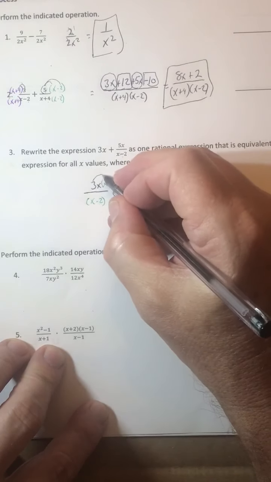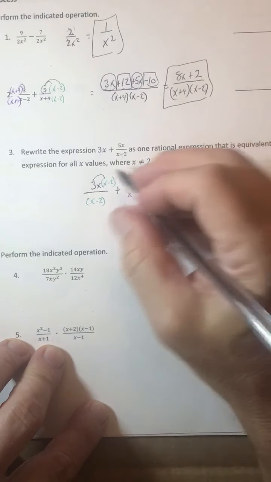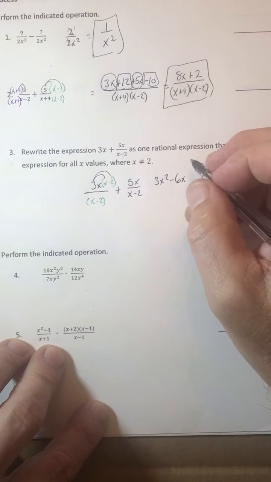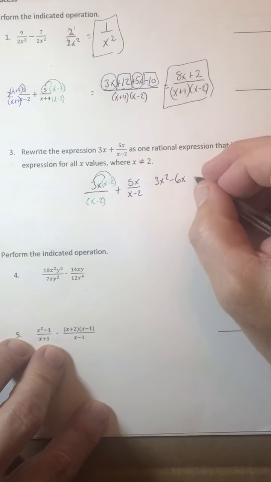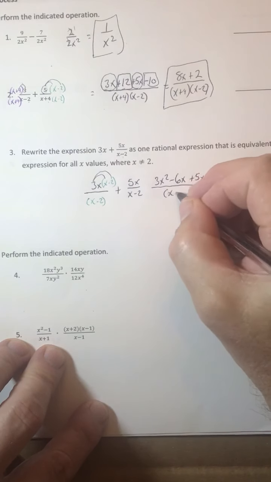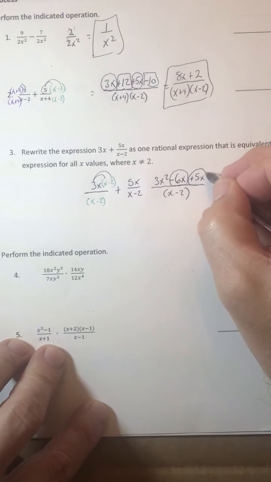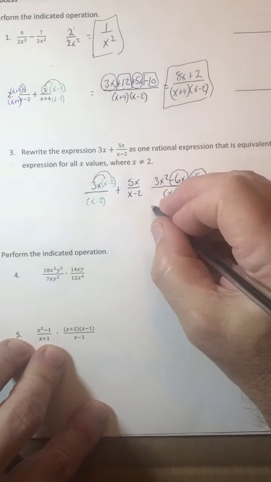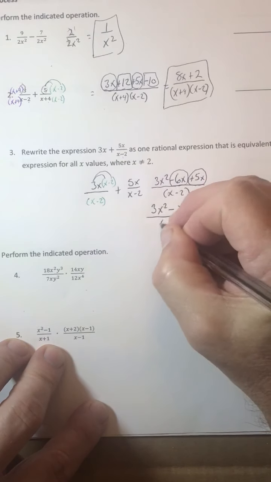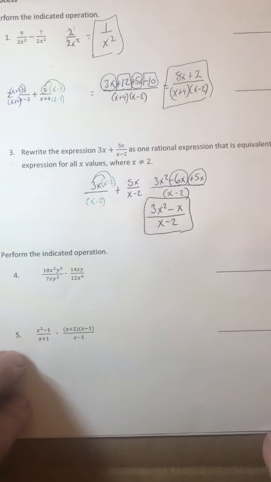Alright, so we're going to distribute 3x times x gives us 3x squared. 3x times negative 2 gives us negative 6x. And then plus 5x. And then that's over x minus 2. Combine our like terms. We got a negative 6x, positive 5x. So that gives us 3x squared minus x over x minus 2, and that would be our answer.